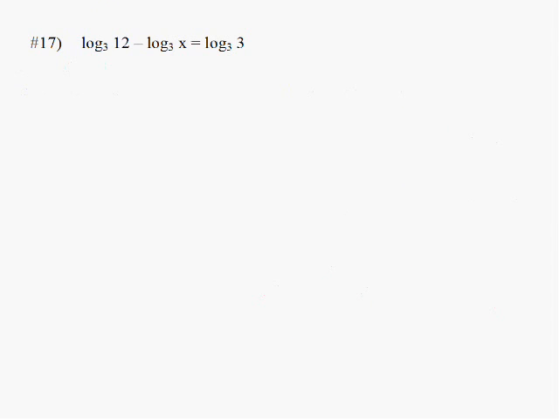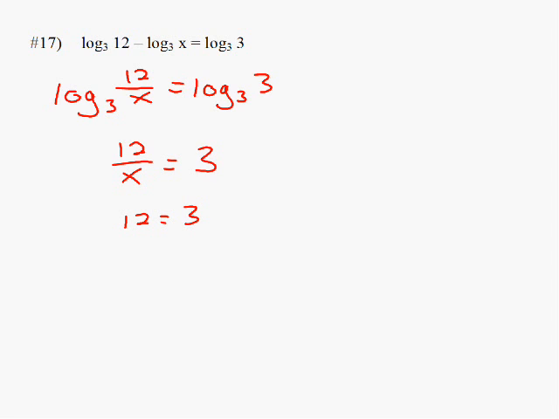17, we have subtraction. Log base 3 of 12 minus log base 3 of x can be written as log base 3 of 12 divided by x. When subtracting logarithms with the same base, you can write it as a quotient or fraction. Property of equality therefore states that 12 divided by x equals 3. Multiply both sides by x, then divide both sides by 3. You get x is 4.